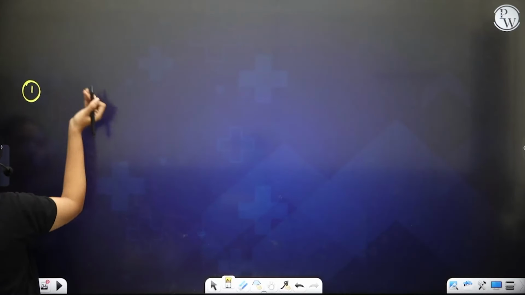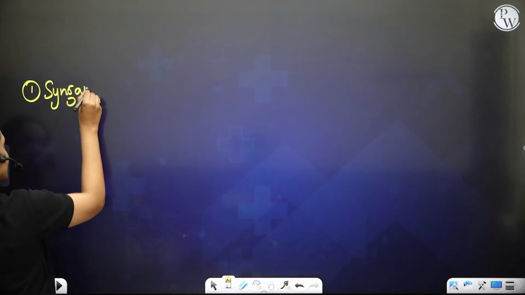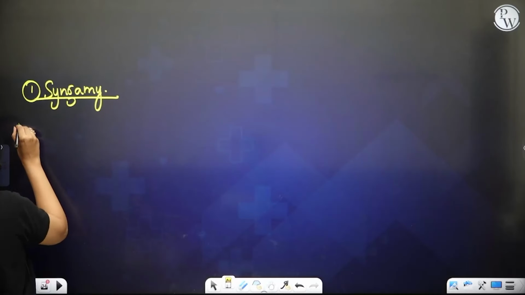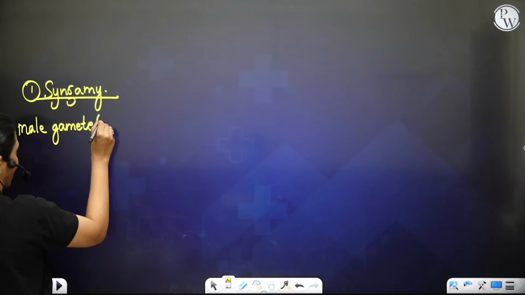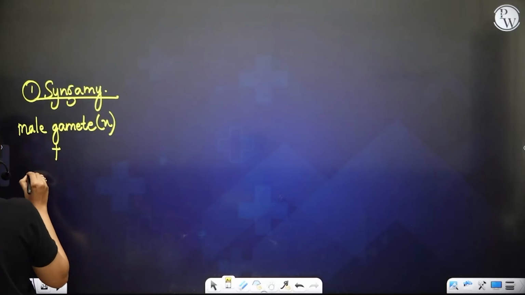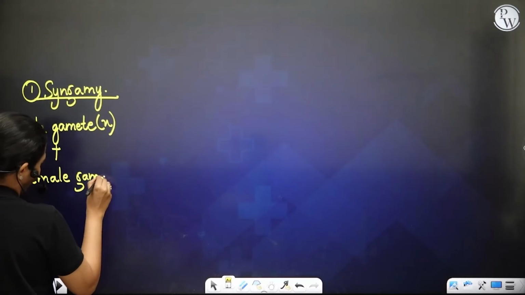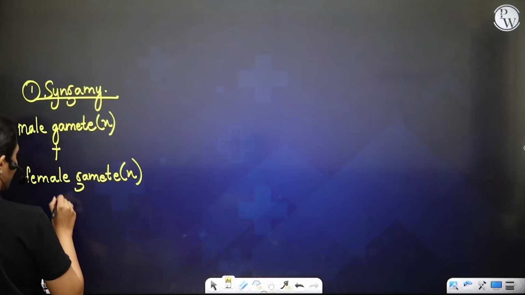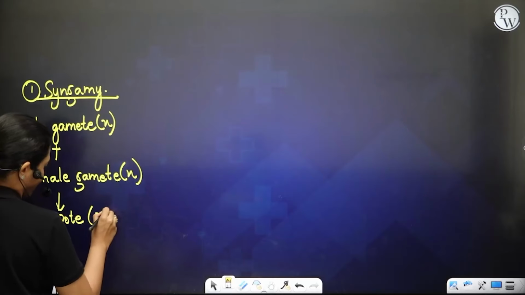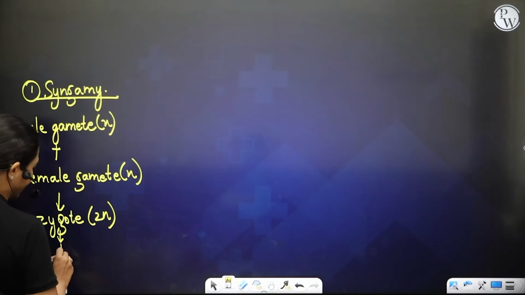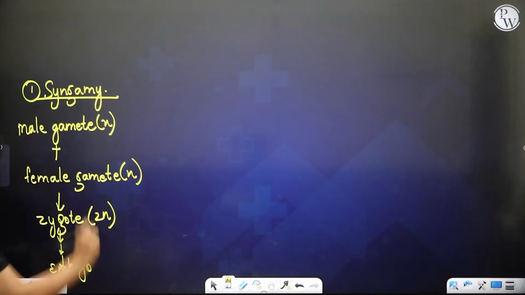What happens is, in the first fertilization or fusion, we call it syngamy. In syngamy, one male gamete, that is haploid, fuses with one female gamete which is also haploid to form a zygote that is diploid. This zygote will eventually divide to form the embryo. This is called syngamy.